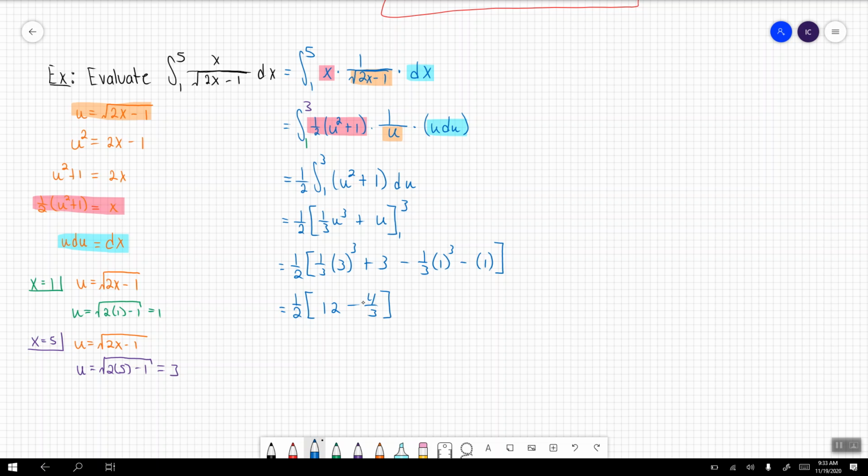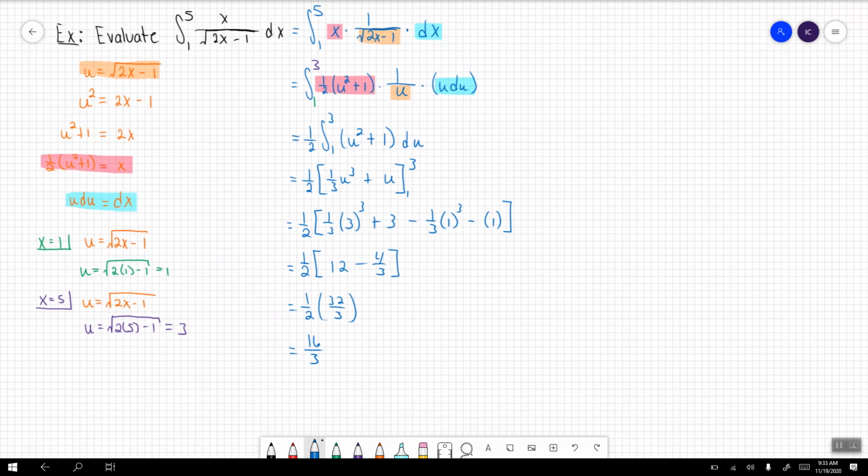And so now I'm going to do 12 minus 4/3. So I'm going to multiply the 12 by 3. That's going to get me 36. I'm going to subtract 4, and that should get me 32. So this is 1/2 multiplied by 32 over 3. And 32 is divisible by 2. It should get me 16. So my final answer is 16/3. And there we are. There is our final answer.